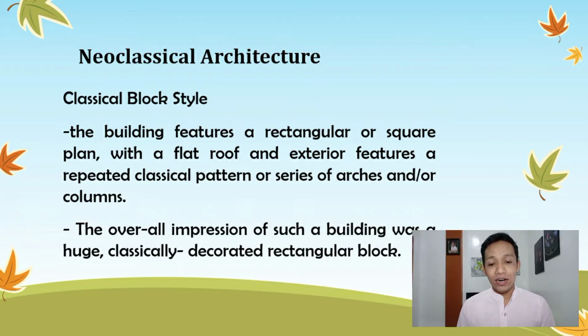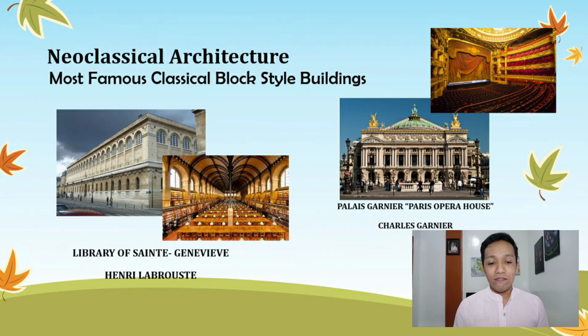Examples of these are the Library of Saint Genevieve. We have there the picture of the interior and exterior, designed by Henri Labrouste. And we also have on the right side, Palais Garnier or Paris Opera House, designed by Charles Garnier. We can see the interior and exterior designs from the picture above.